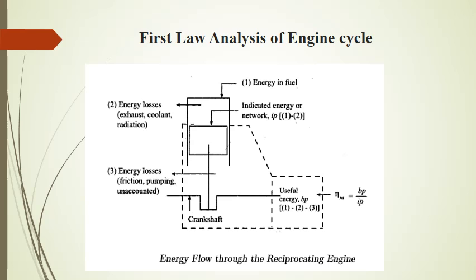The figure shows the energy flow through the reciprocating engine. According to the first law of thermodynamics, energy can neither be created nor destroyed. It can only be converted from one form to another. Therefore, there must be an energy balance of inputs and outputs.